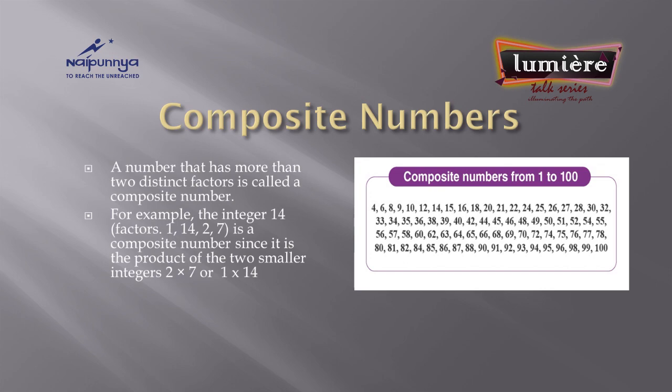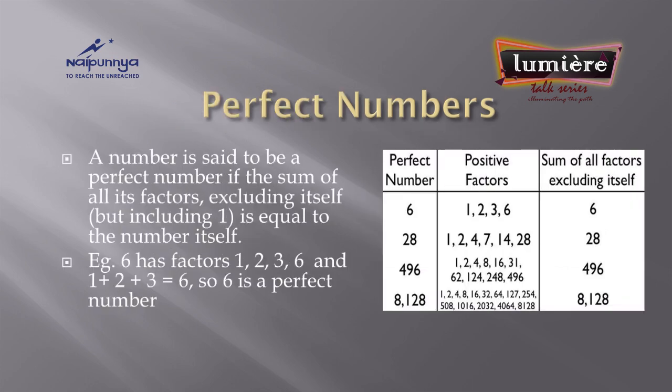The final category of natural numbers is the perfect number. A number is said to be a perfect number if the sum of all the factors of that number excluding that number equals the same number. For example, 6 has the factors 1, 2, 3 and 6. 1 plus 2 plus 3 is equal to 6. That means the sum of all the factors excluding the number itself gives that number itself.